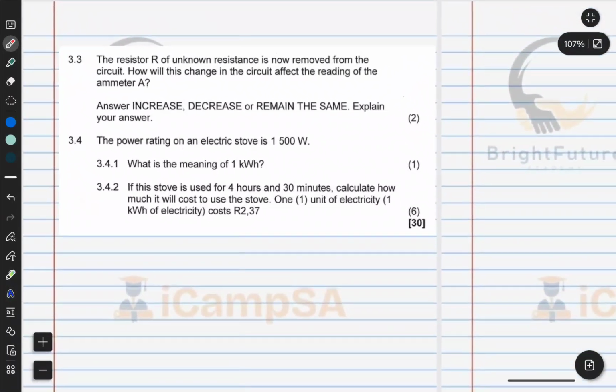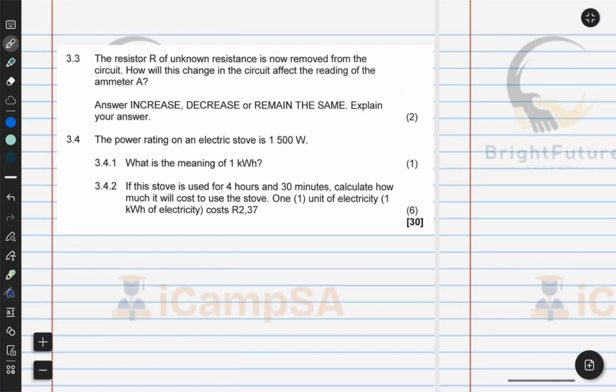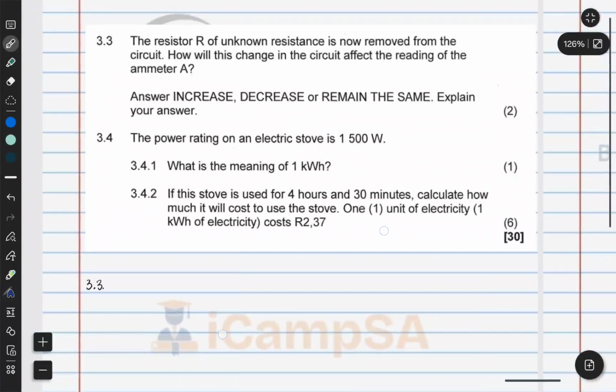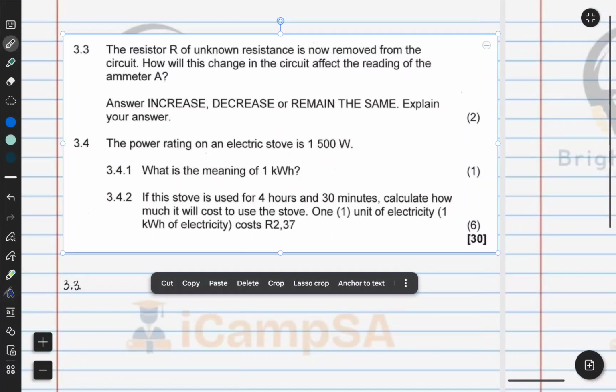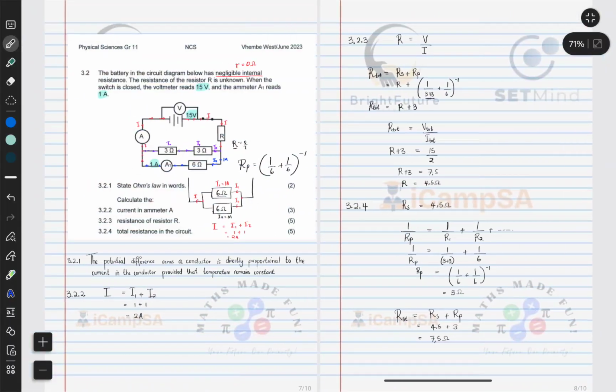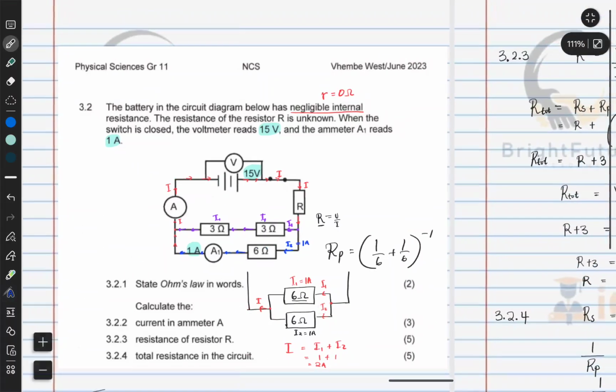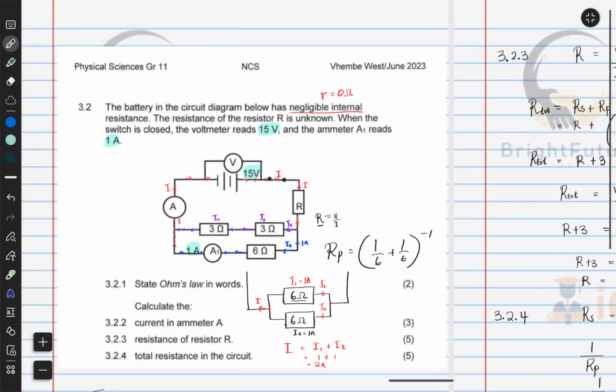Oh, now we are at 3.3. The resistor R of unknown resistance is now removed from the circuit. How will this change in the circuit affect the reading of ammeter A? Okay, so they now remove that resistor R. So how will this change the resistance in this whole circuit?